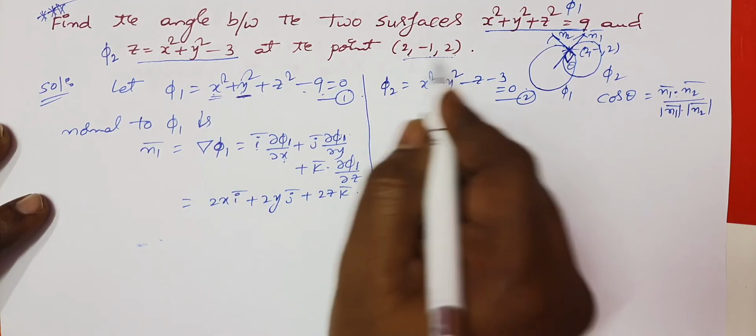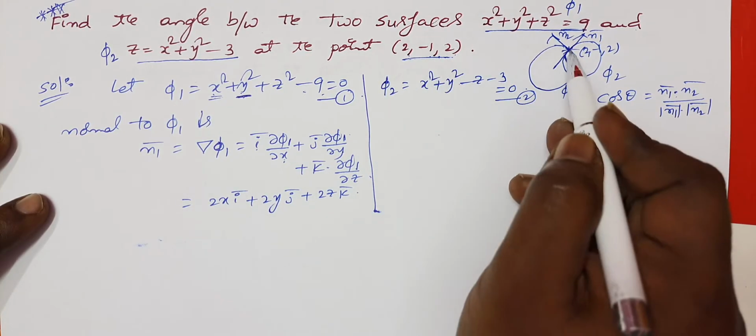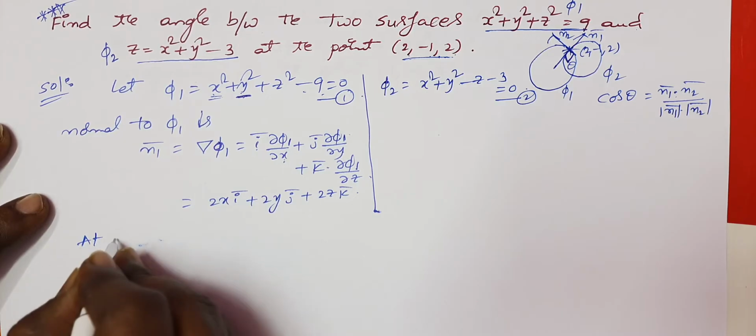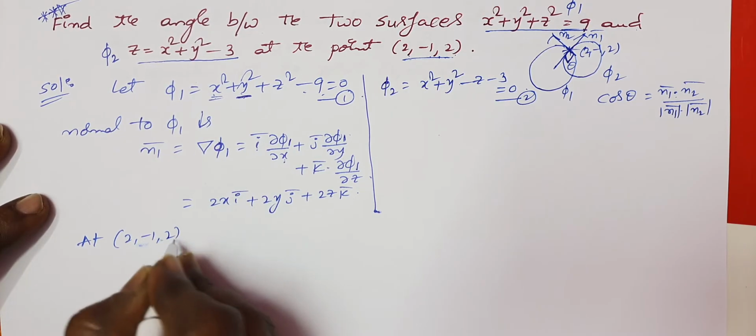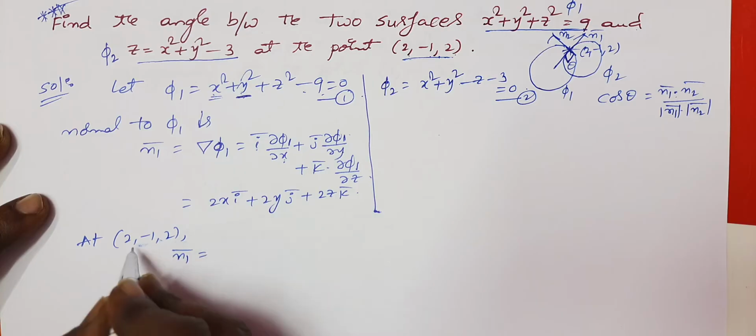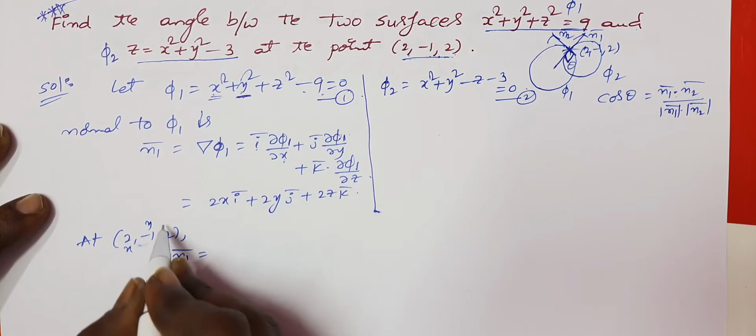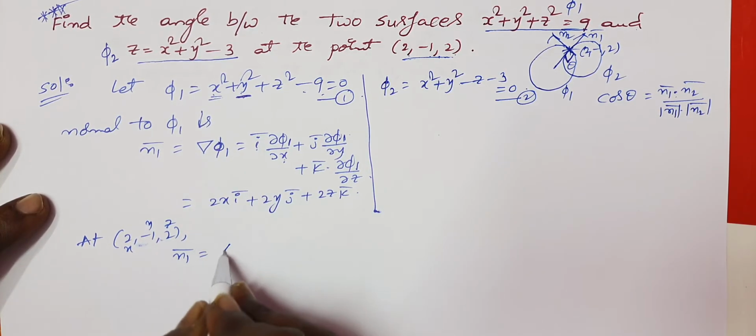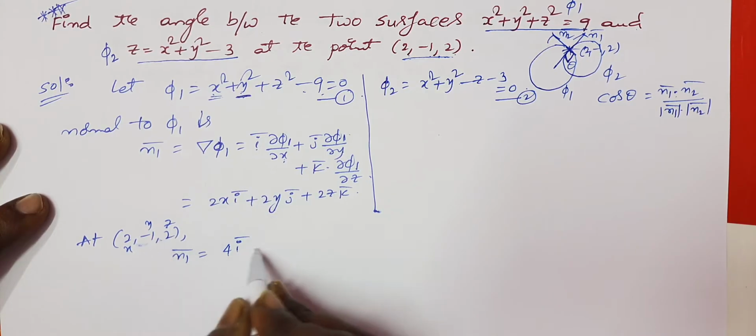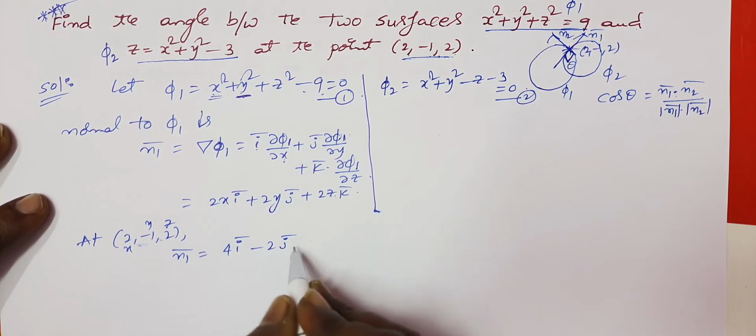And replace the point, because this point lies on this normal. At 2, minus 1, 2, n1 bar becomes, replace x is equal to 2, y is equal to minus 1, z is equal to 2. 2 twos are 4 i bar, 2 into minus 1 is minus 2 j bar, 2 twos are 4 k bar.